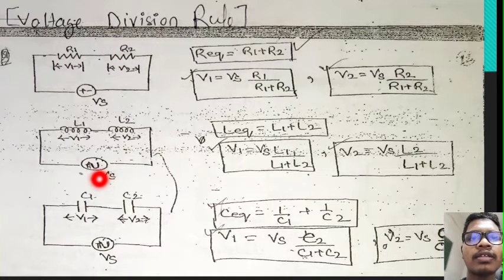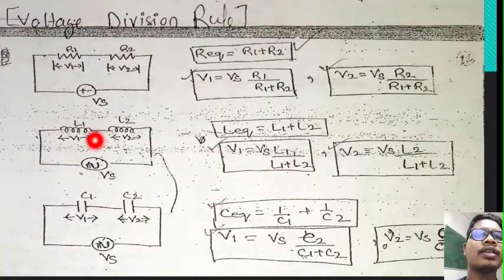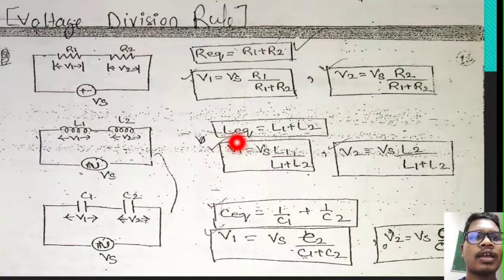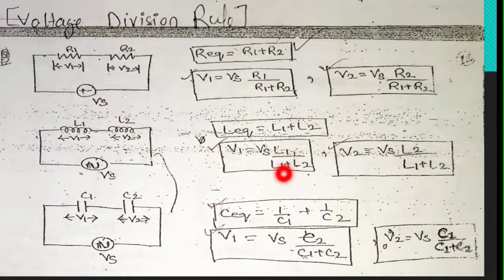Okay. So like that in the inductive case, here two inductors are in series, so they are added to each other equivalently, L1 plus L2. Like that, to find V1, it is total voltage into the same inductance divided by total inductance. See here, V1 is equal to Vs into the same inductance divided by total inductance. Like that, if you want to find V2, then Vs into the same inductance L2 divided by L1 plus L2.